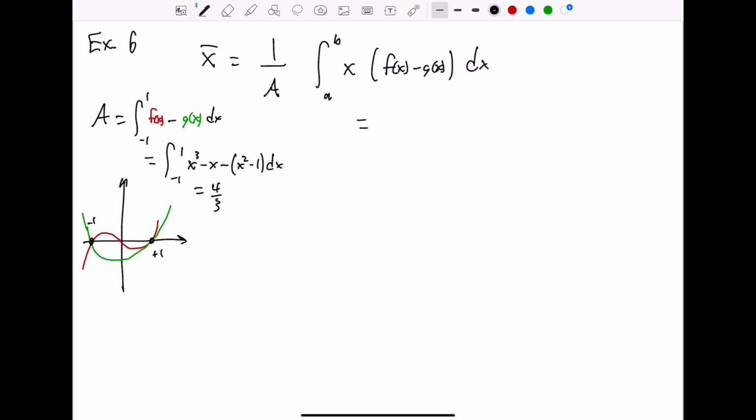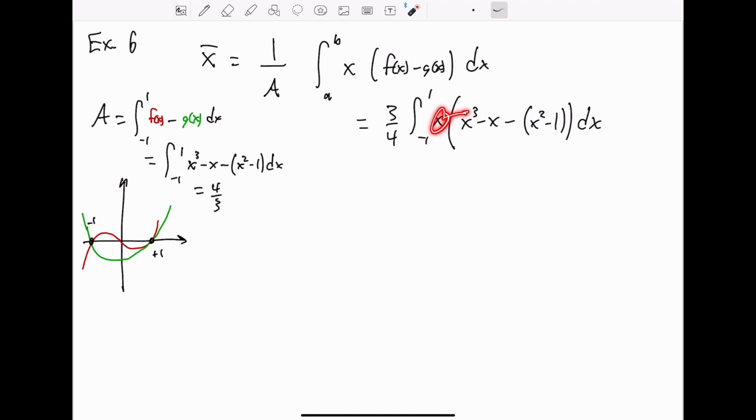So for the x component, we have 1 over a, 1 over 4/3 is 3/4, times the integral from -1 to 1, x times, and then we have f of x, x cubed minus x, minus g of x, x squared minus 1. We could distribute the x. We could integrate rather easily here. I would encourage you to pause the video, try to work through this by hand. It's good practice. But if you do that, you will get -1/5 as the answer here. That is the x component for the centroid.